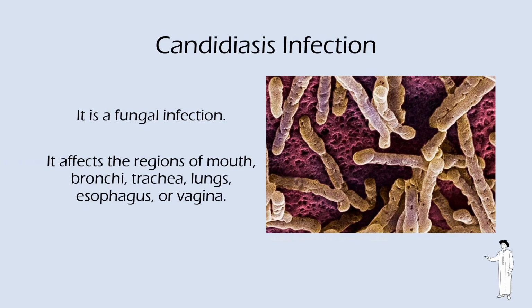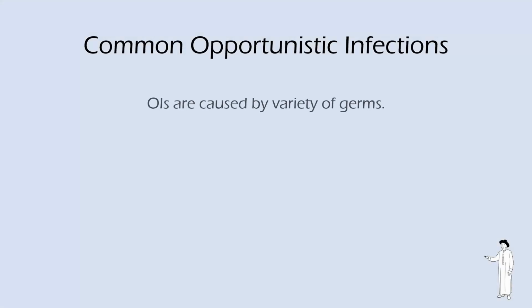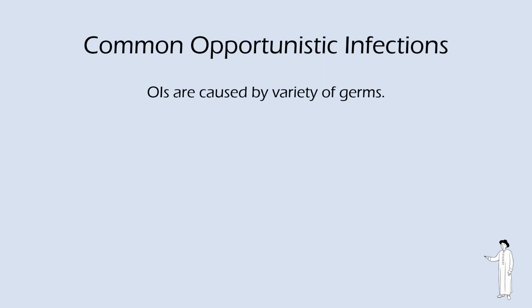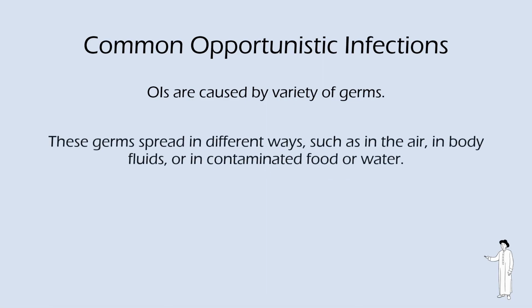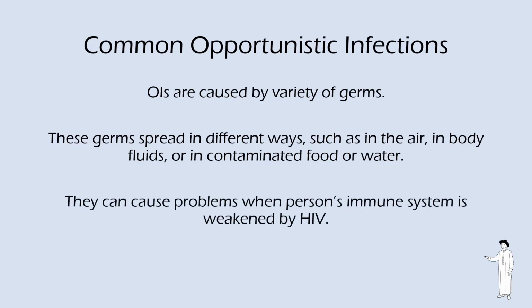Candidiasis infection is a fungal infection. It affects the regions of mouth, bronchi, trachea, lungs, esophagus, or vagina. Toxoplasmosis is a parasitic infection. It affects the brain. These infections are caused by a variety of germs. These germs spread in different ways, such as in the air, in body fluids, or in contaminated food or water. They can cause problems when a person's immune system is weakened by HIV.